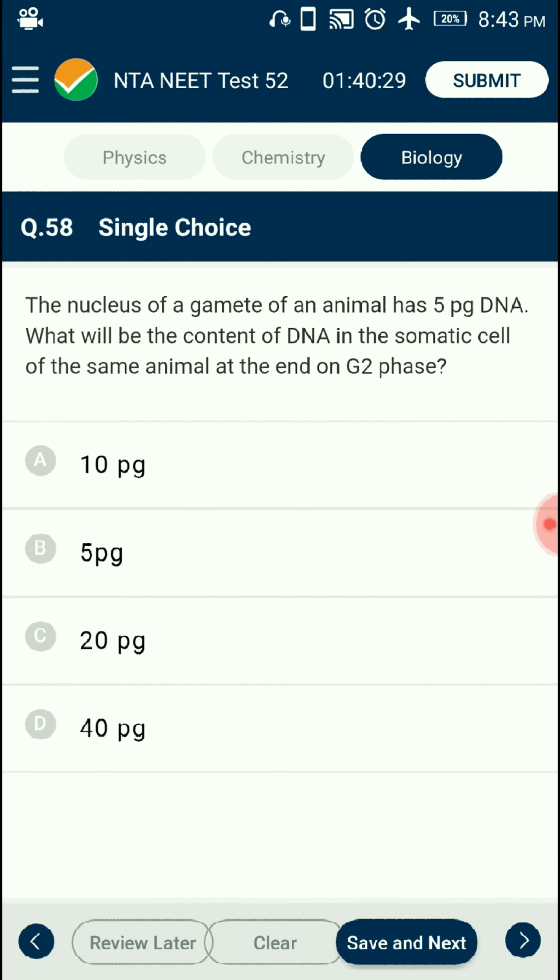Question number 58. The nucleus of a gamete of an animal has 5 pg DNA. What will be the content of DNA in somatic cells of the same animal at the end of G2 phase? Egg is a gametic cell having half of the genetic content, that is 5 pg DNA, generally called haploid. Thus the diploid state of the cell will have 10 pg DNA during interphase. G2 phase occurs after the S phase, that is after DNA duplication. The genetic content of the cell in G2 phase will be double of the diploid state, that is 20 pg. So the answer is option C, 20 pg.